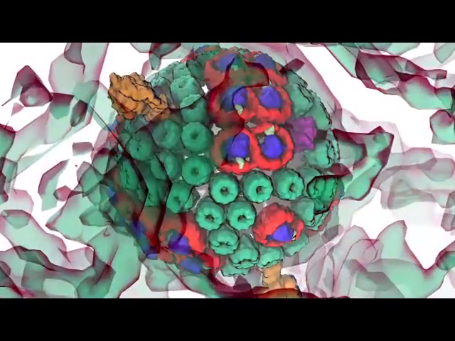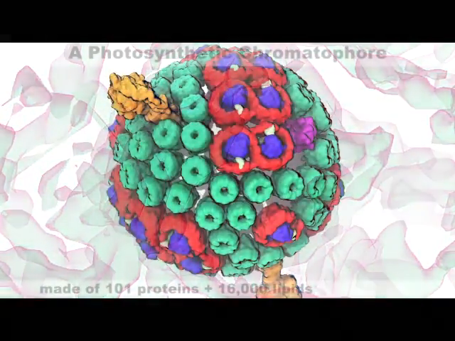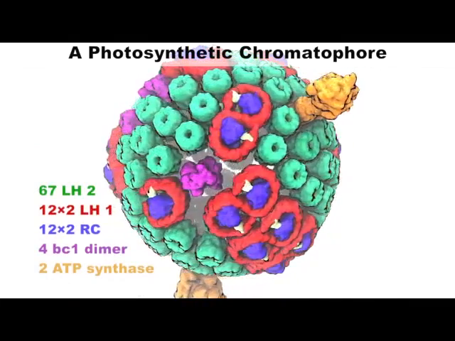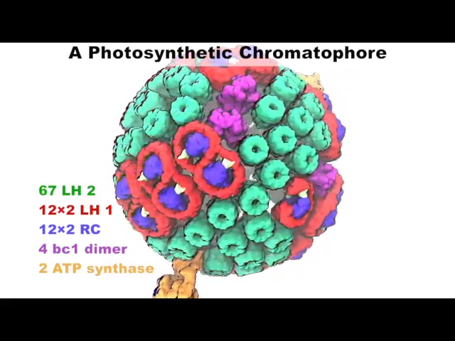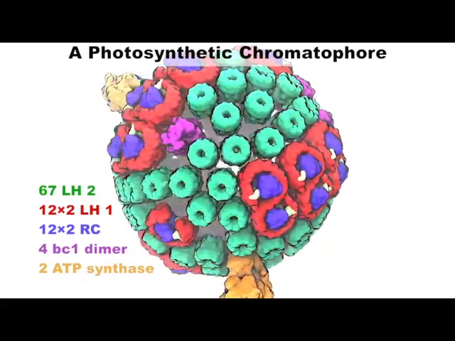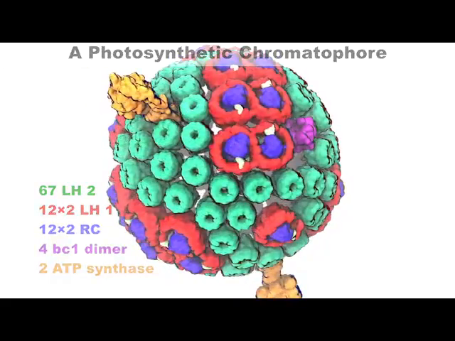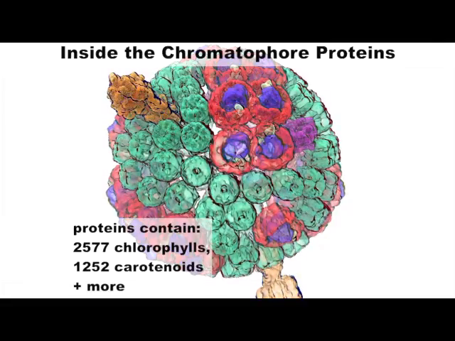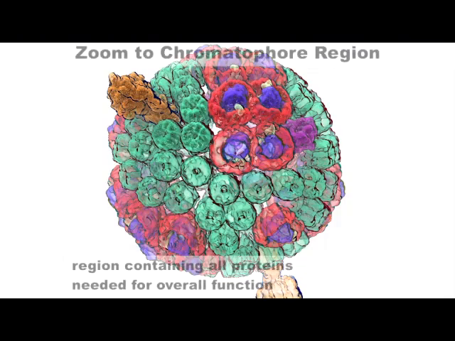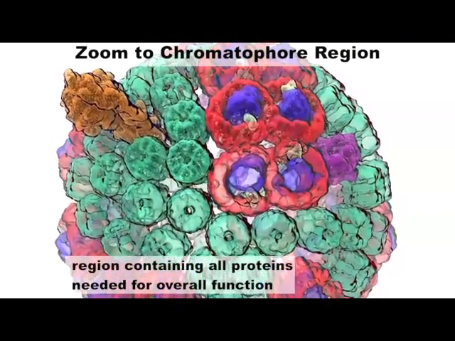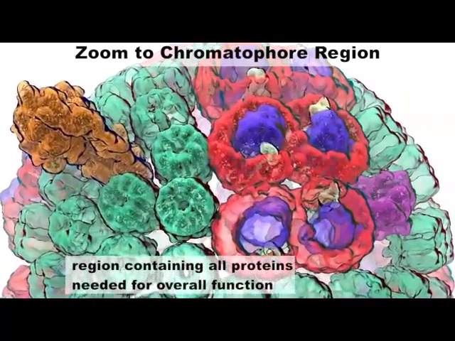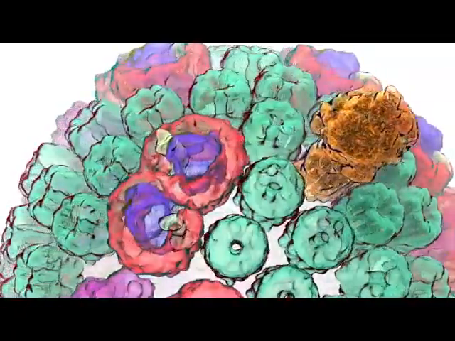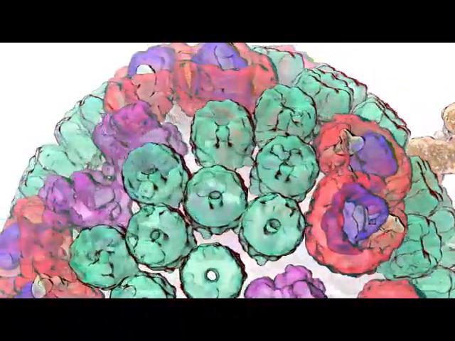And here you see a chromatophore. The chromatophore contains these proteins, 6 different proteins, and there are about 100 of them. And inside, because it's a photosynthetic organelle, are many chromophores, namely chlorophylls and carotenoids. And so now we are zooming in onto this chromatophore and rotate it around. So it's a spherical thing. The diameter is about 700 angstrom.